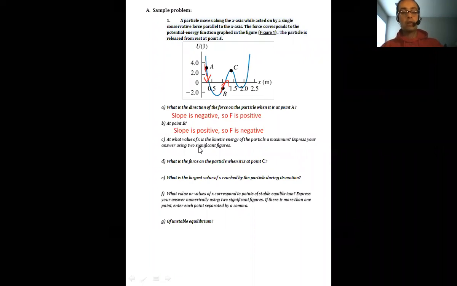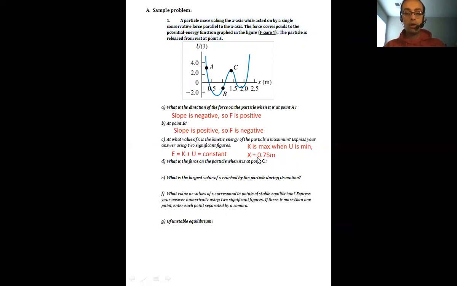In part C, it's asking you, at what value of x is the kinetic energy of the particle at a maximum? So what we have to remember is that the total energy in this system is equal to the kinetic energy plus the potential energy, which is going to be a constant. And if we are asked to maximize K, what that means is that we have to minimize U. So K is max when U is min.